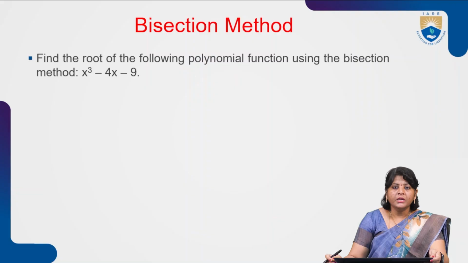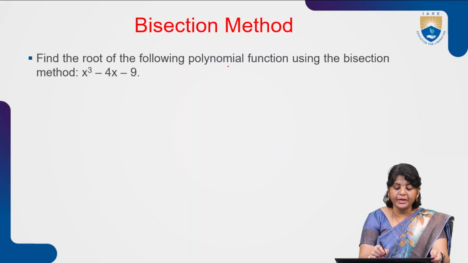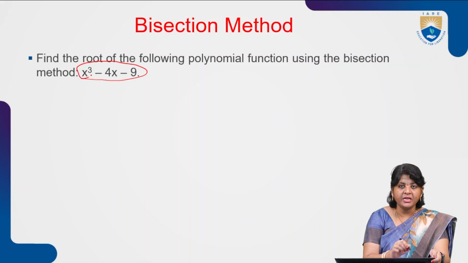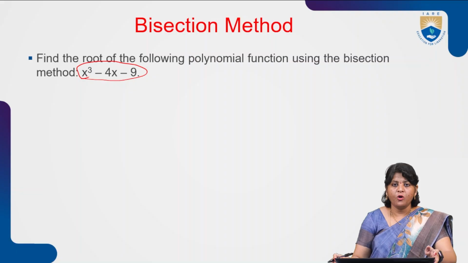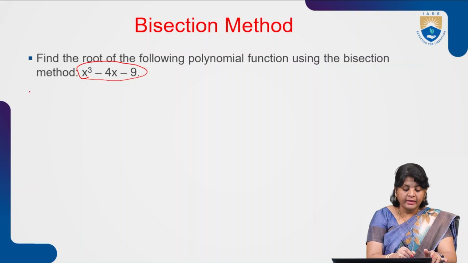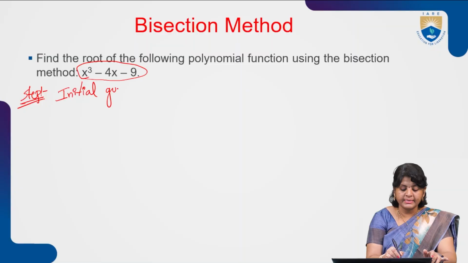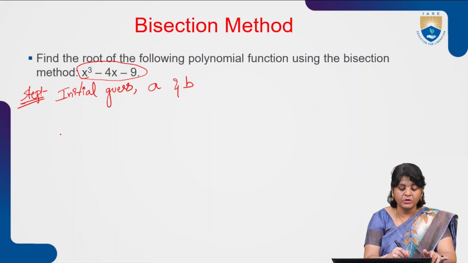Now, with an example, we will see how to find the roots. Find the root of the following polynomial function using the bisection method. Here a polynomial function is given: x cube minus 4x minus 9. And the first step of the algorithm is step 1, the initial guess. So the initial guesses A and B we need to find. The function given is f of x is equal to x cube minus 4x minus 9.